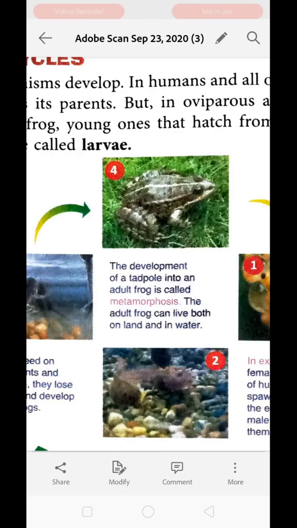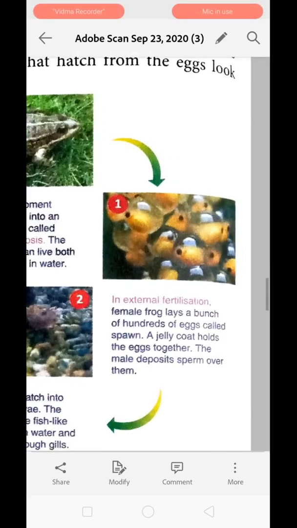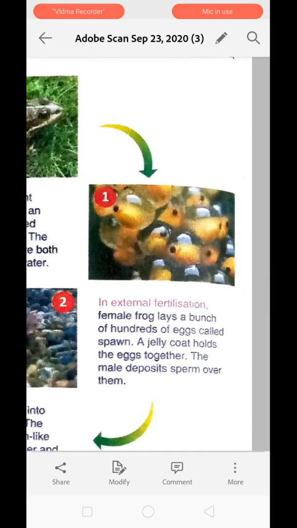The male frog drops sperm over the eggs. You can see these are the eggs laid by the female frog. The female frog lays a bunch of hundreds of eggs called a swarm. A jelly coat holds the eggs together, and the male deposits the sperm over them. The jelly-like structure holds the eggs together so that they cannot get scattered.